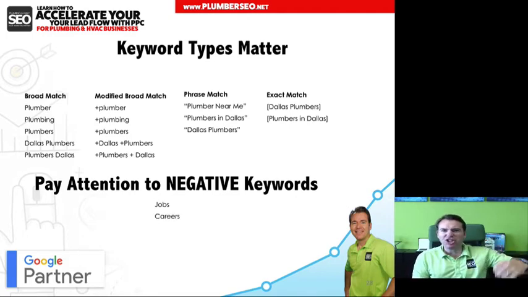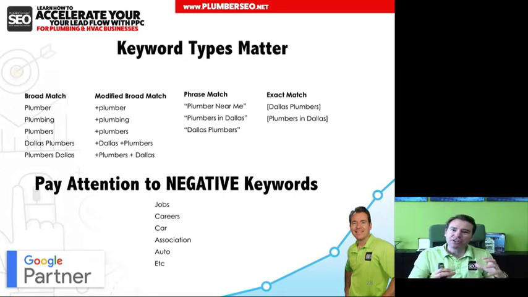Some of those would be jobs, careers, car, association, auto, etc. Just make sure you're thinking about negative keywords, and if you're doing this yourself, look at the list of keywords that generated the clicks and find, oh man, wait a minute, Dallas Plumbing Association, that's different than somebody looking for plumbing services. So negative keywords are super important. You want to be paying attention to that.